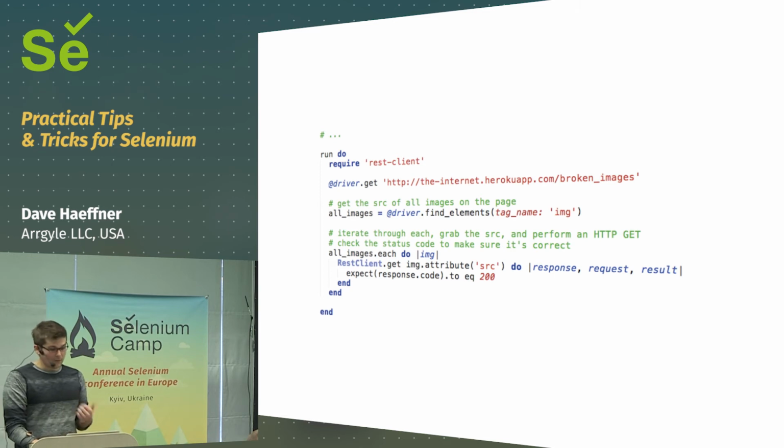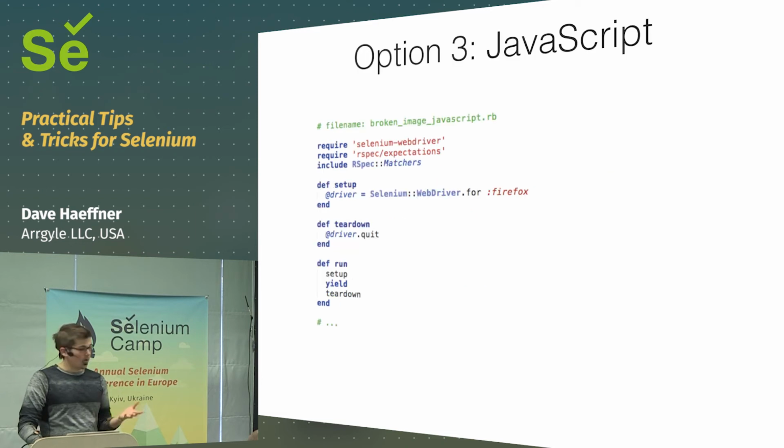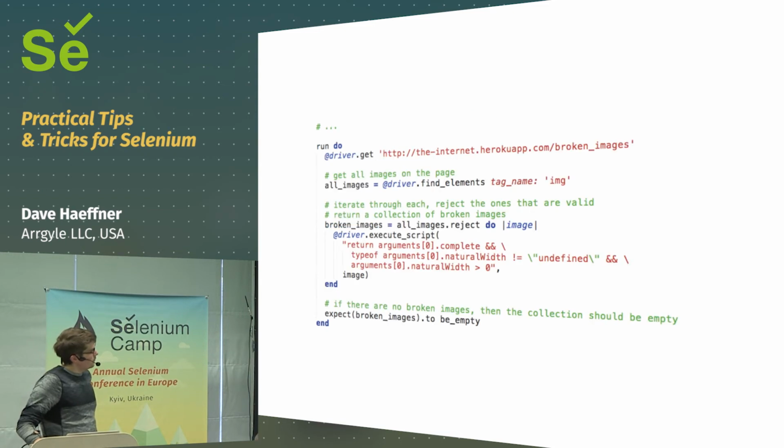So the third option, to kind of keep everything within Selenium, is to use JavaScript. So once you have your simple test setup and teardown, you load the page, and what you can do is actually execute JavaScript that will look for undefined and the width of an element that are images. So you can kind of sift through all the images and see are they listed as undefined, and are they of a size greater than 0, and collect and assert like before.